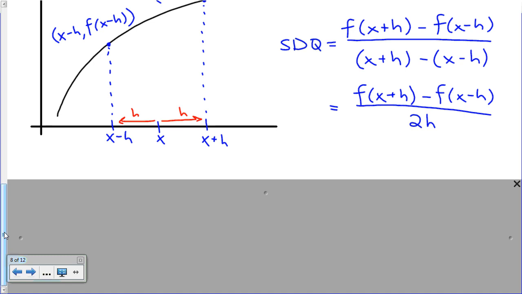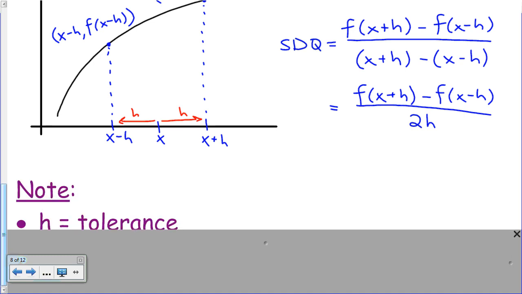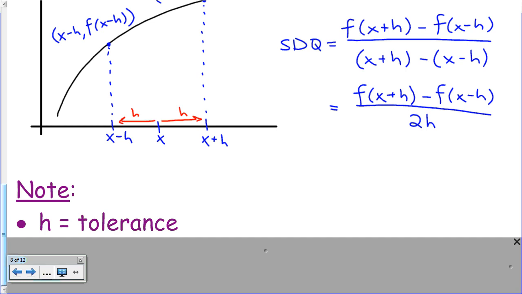A couple things to note here about this symmetric difference quotient, backward difference quotient, and forward difference quotient. Those three all use the same value h, and h we refer to as our tolerance. That's how small that interval is going to be that we're going to calculate the slope on. So we call that our tolerance. The smaller the tolerance, generally speaking, the better the approximation is going to be.